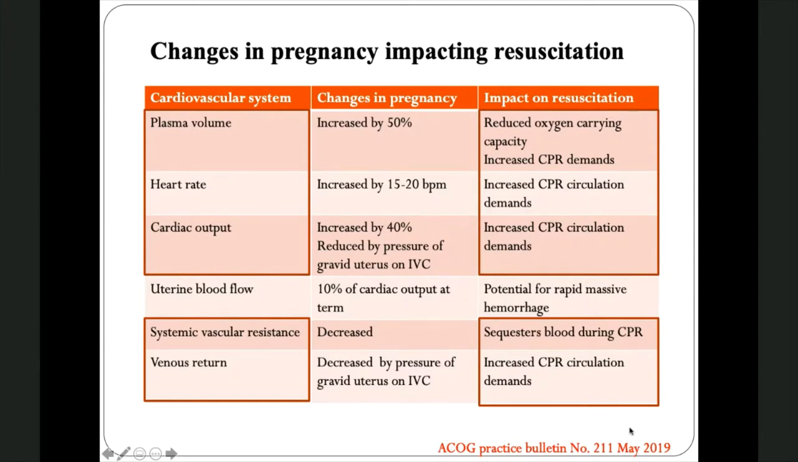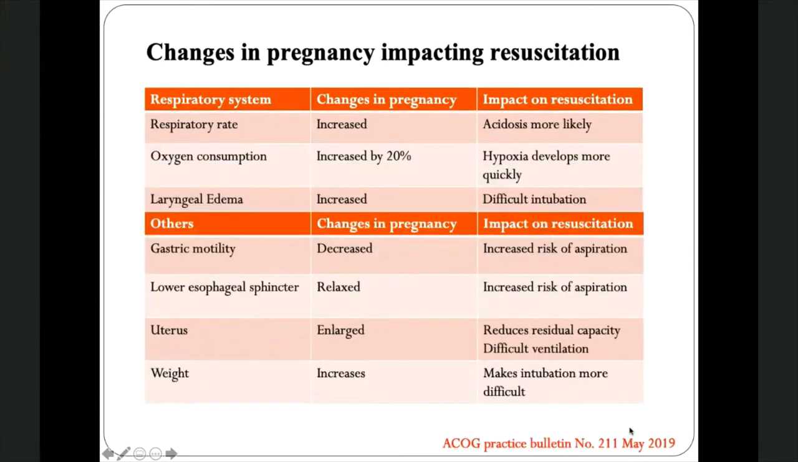Then uterine blood flow is also getting increased, so there is a risk of massive hemorrhage. Systemic vascular resistance is also decreased. Venous return is also getting decreased.